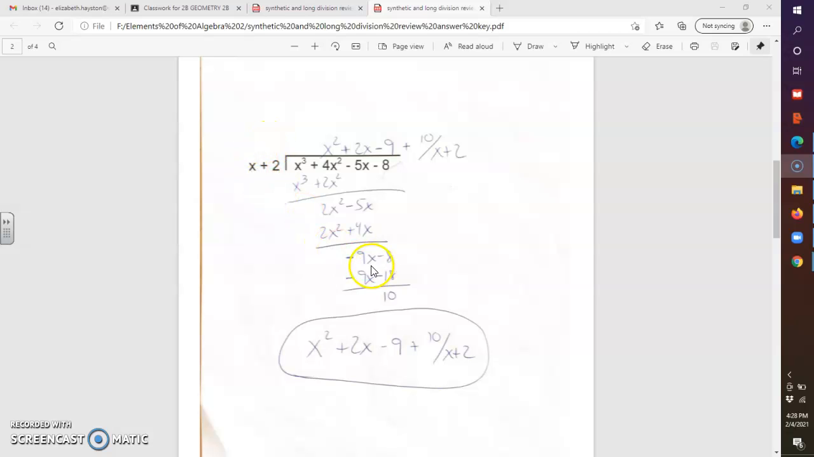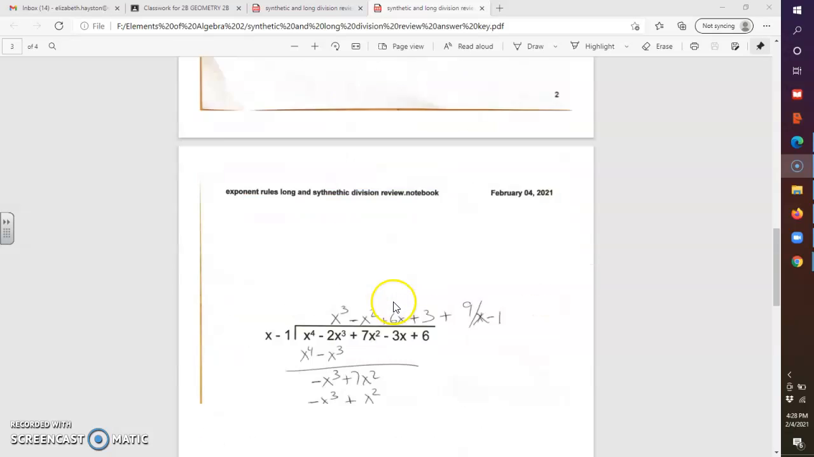What times x gives me negative 9x? Negative 9 does. Negative 9 times x is negative 9x. Negative 9 times 2 is negative 18. And negative 8 minus a negative 18 is 10. So it's plus 10 over x plus 2. And I rewrote the answer down here. X squared plus 2x plus 9. Oh, I'm sorry, minus 9 plus 10 over x plus 2.